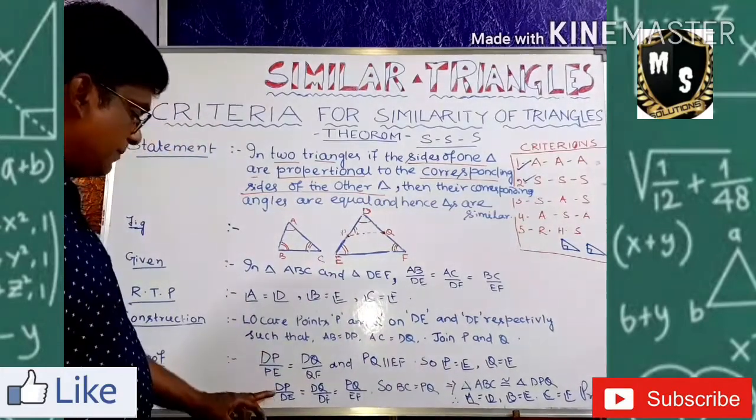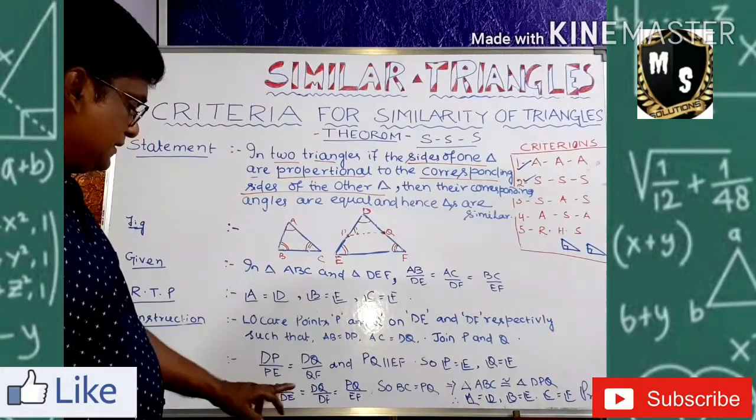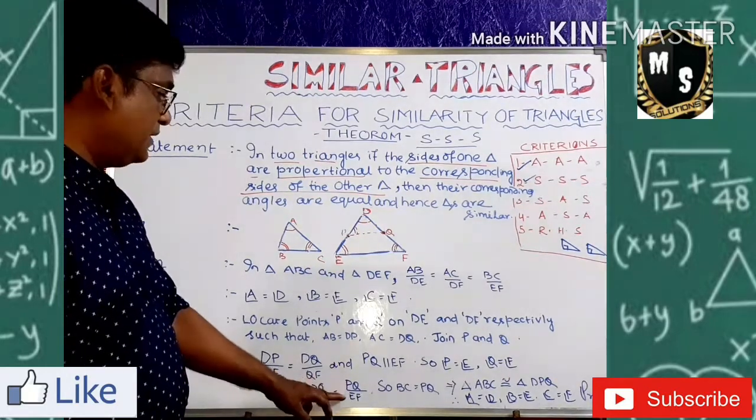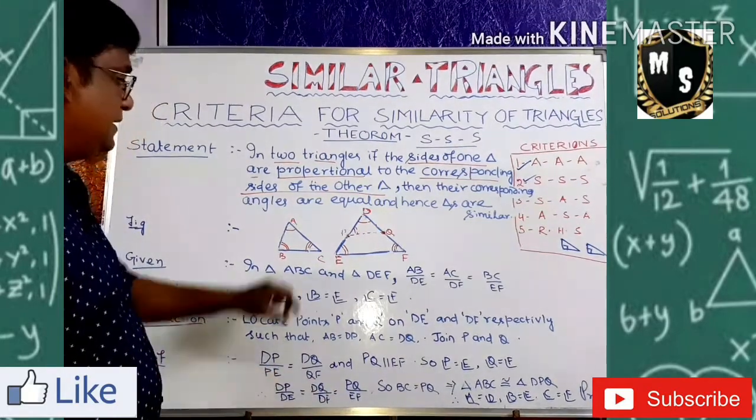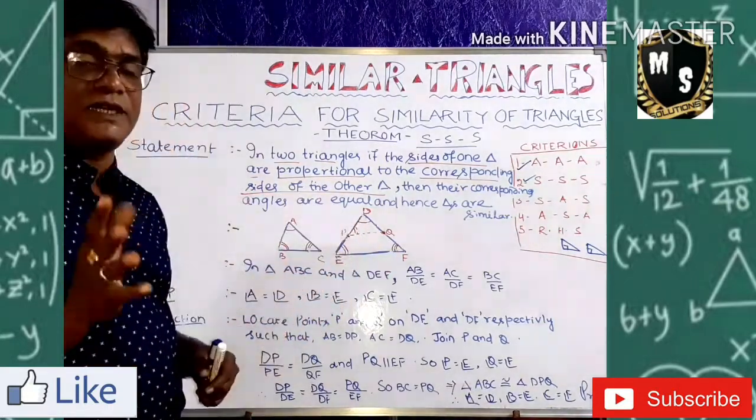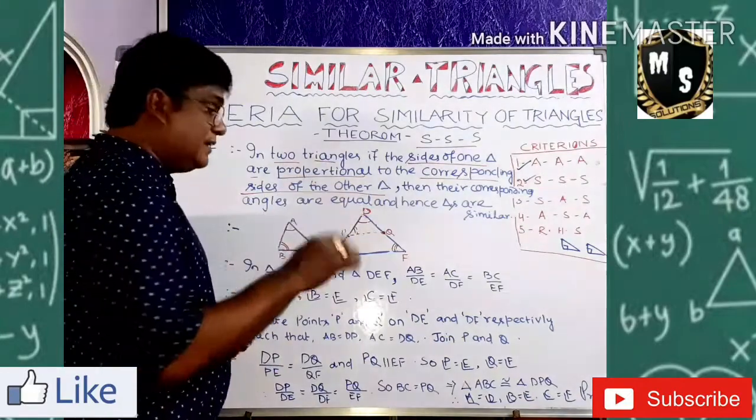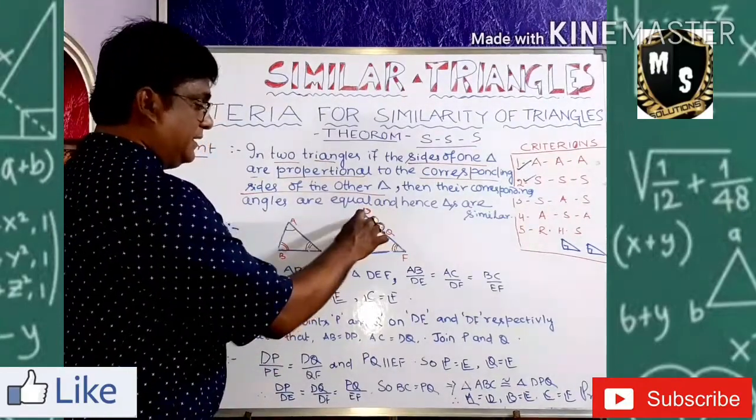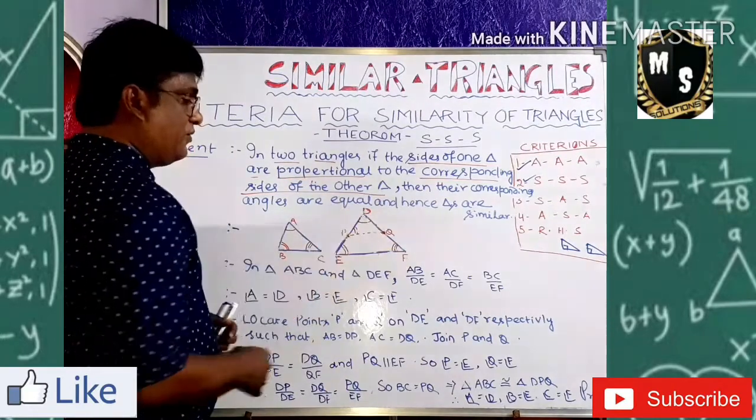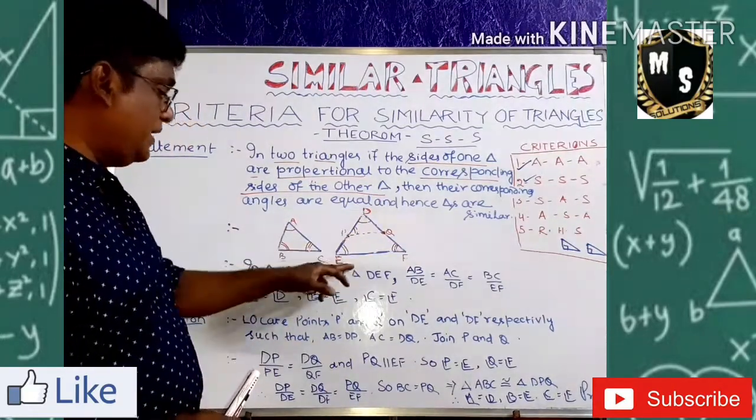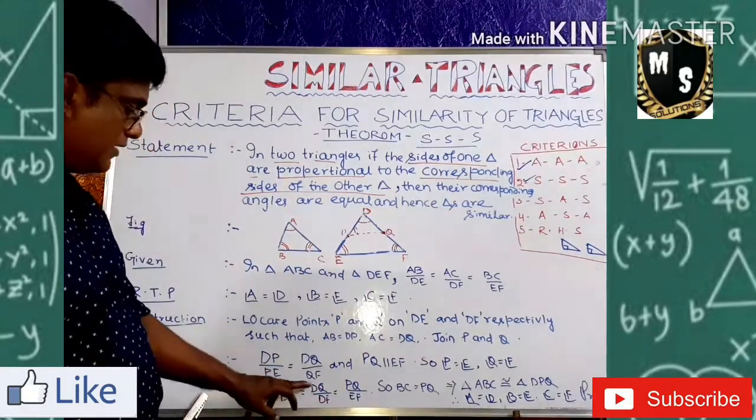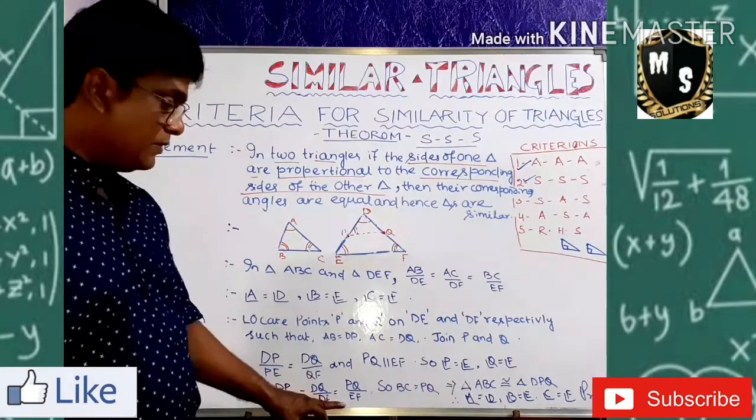Now you see dP by dE is equal to dQ by QF and PQ by EF. If these two are obeying the basic proportionality theorem, then what can we see again? The small by big, dP by dE, dQ by dF, is equal to PQ by EF. That is written here: dP by dE, dQ by dF equal to PQ by EF.